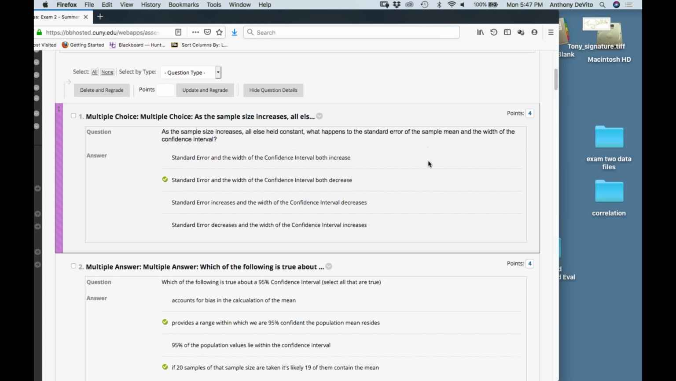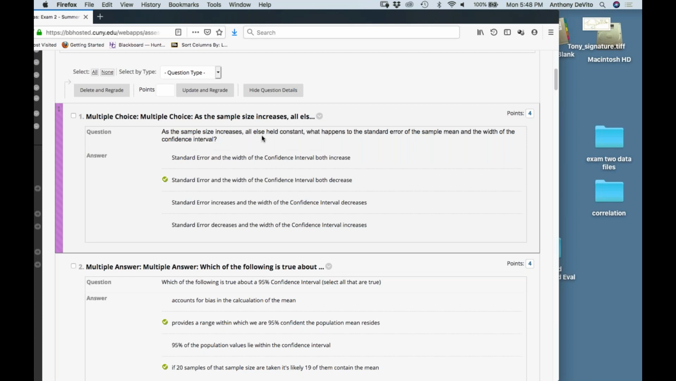And the confidence interval gets wider, right? The width of the confidence interval gets wider when that margin of error, that 1.96 or that t-score times the standard error, gets bigger. And that gets bigger when the sample size gets smaller, and when sigma gets bigger, right? When it makes that equation bigger. So standard error and the width of the confidence interval both decrease as the sample size increases.